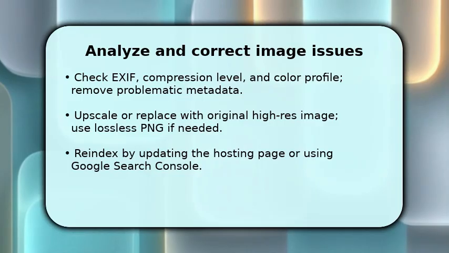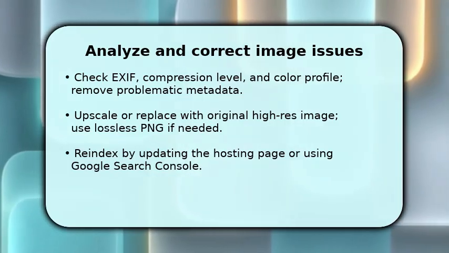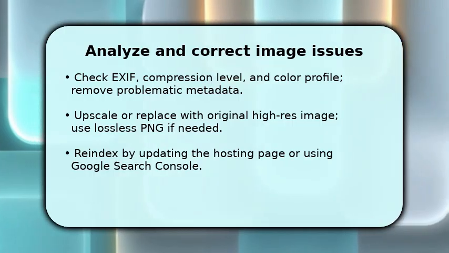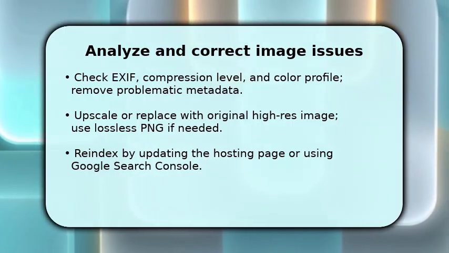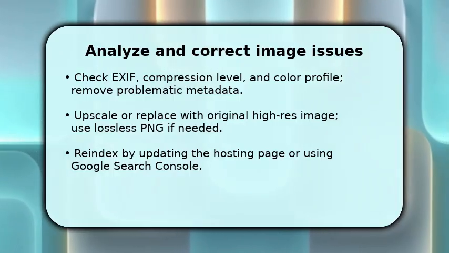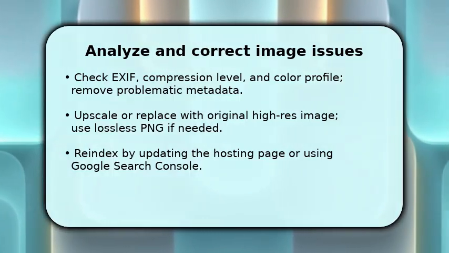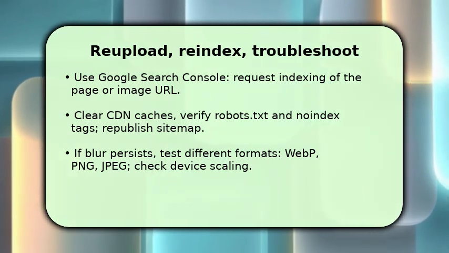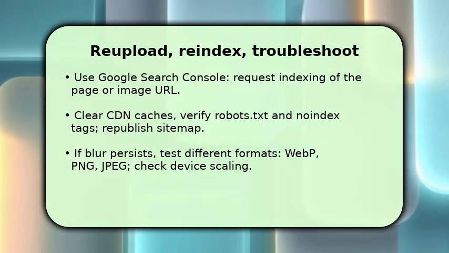If the hosted page had an old, scaled thumbnail, replace it with the corrected file and ensure the HTML points to the full resolution source. Then force reindexing, so Google fetches the updated asset. Finally, you reupload the fixed image, clear caches, and request Google to reindex the page. This pushes the corrected asset into search results faster.